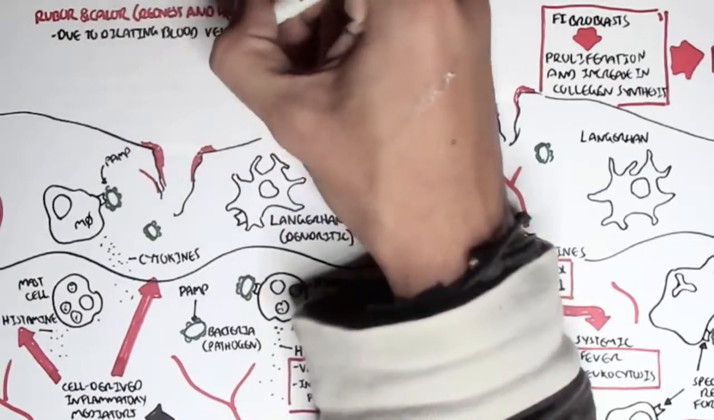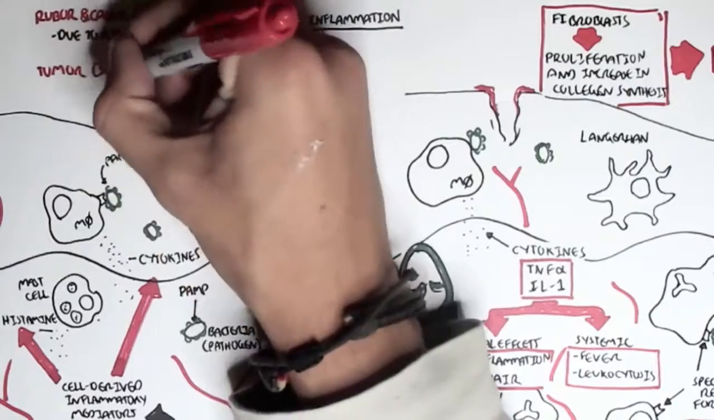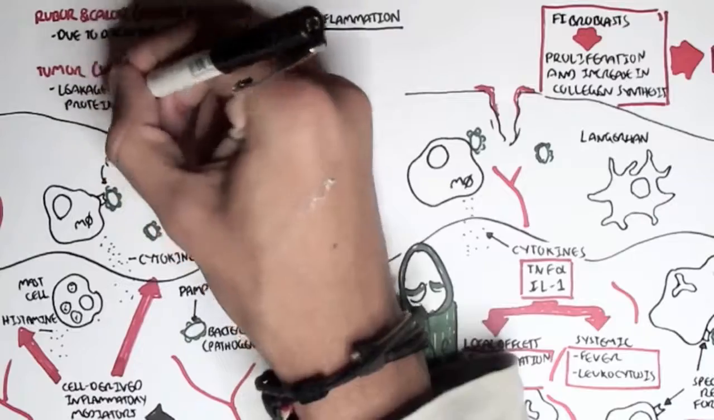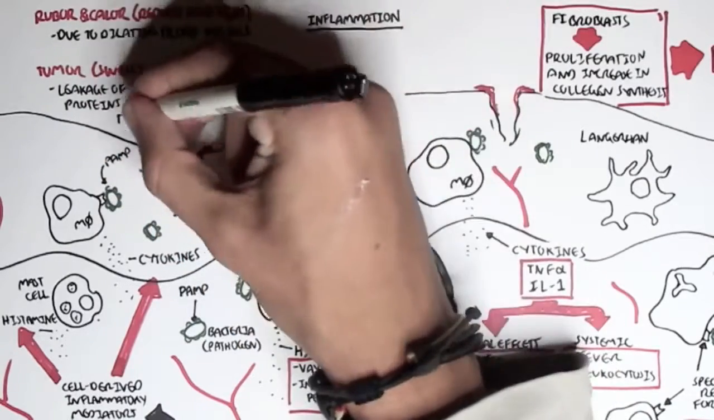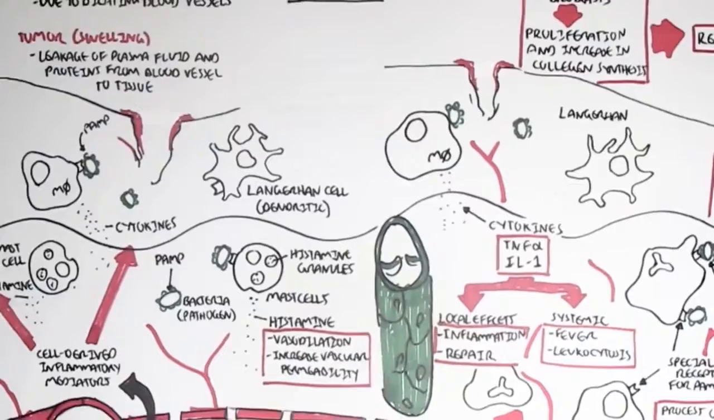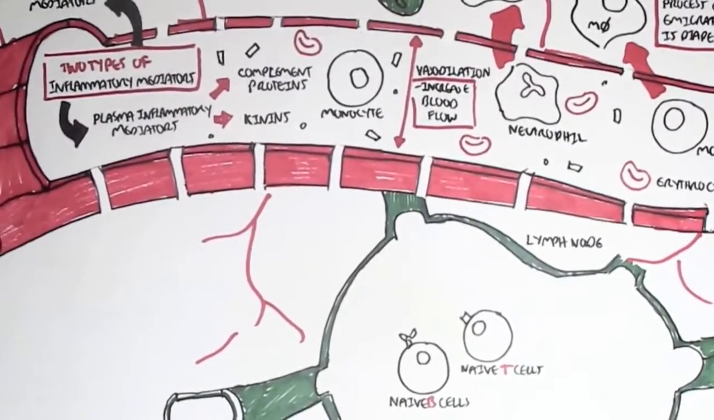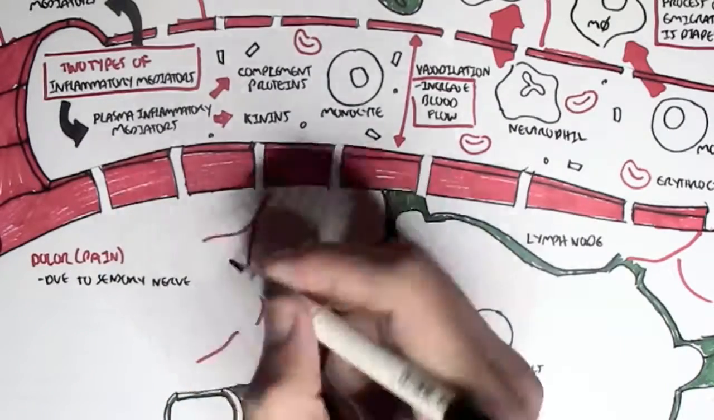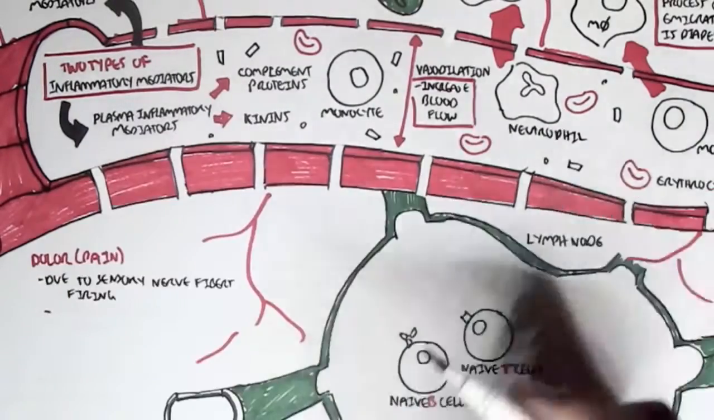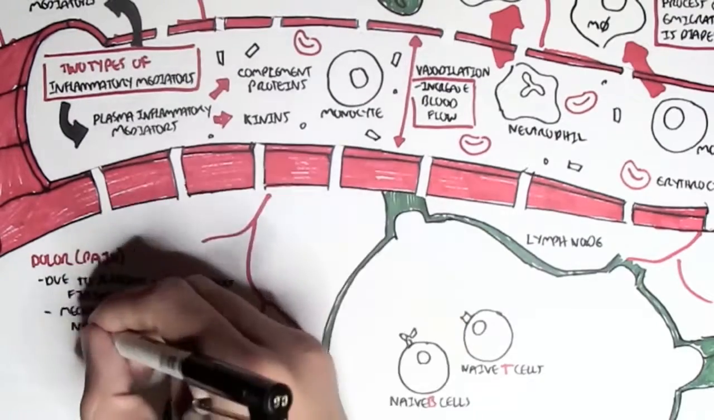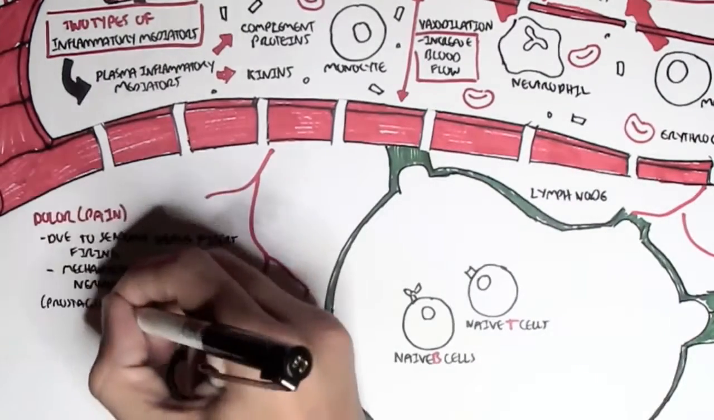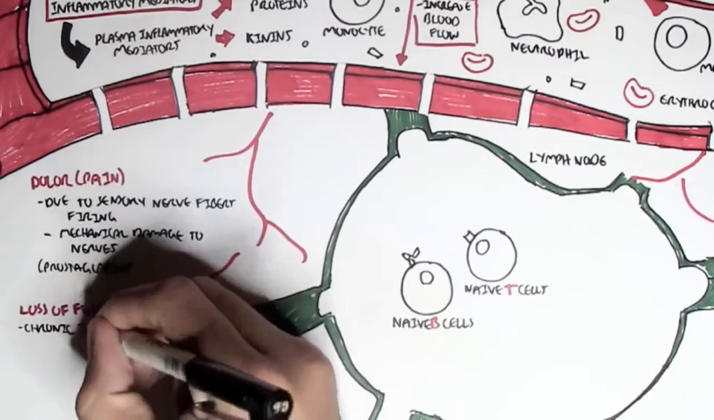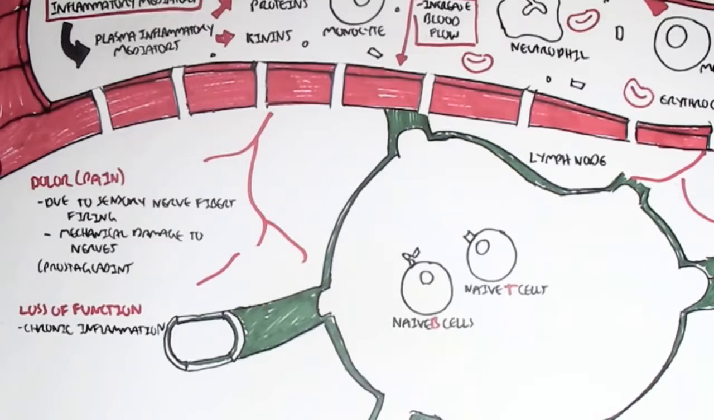Then we have 2 more, which is swelling. And this is due to the leakage of plasma fluid and also proteins from the blood vessels into the tissue. The 4th Greek word that denotes inflammation is dolor, which is also Latin, I think, and that denotes pain. And this is due to the sensory nerve fibers firing, and also there can be mechanical damage to the nerves. And also prostaglandins, remember, cause pain. Now, there can also be a fifth characteristic of inflammation, which is loss of function, and this is usually when it's chronic inflammation.